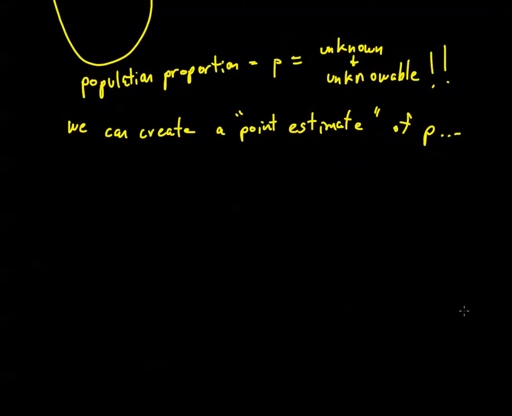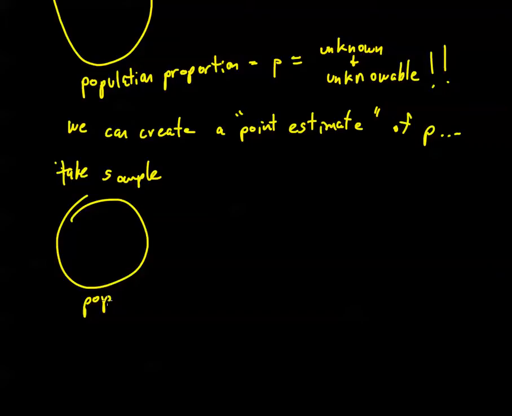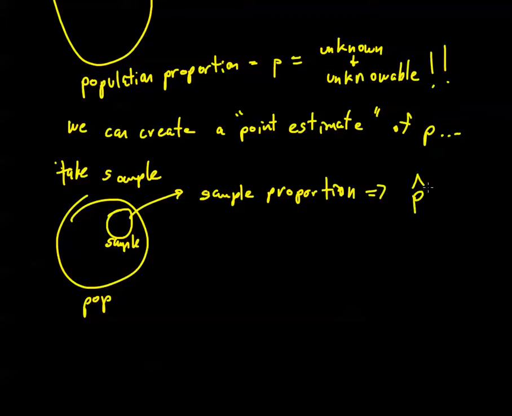Alright, what we'll do at first to estimate little p, we can take a sample, right? Take a sample from our population. This is the big population. Here's a little sample. And from this sample, we can compute a sample proportion with, again, some desired characteristic of interest. Our sample proportion we will denote with the symbol p hat. P with a little caret symbol on top of it.